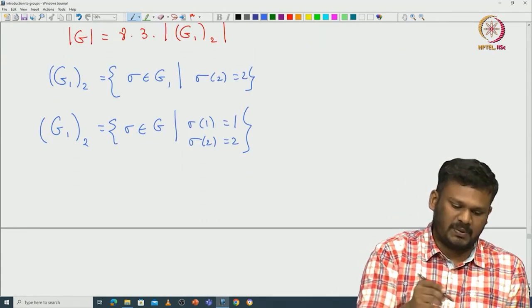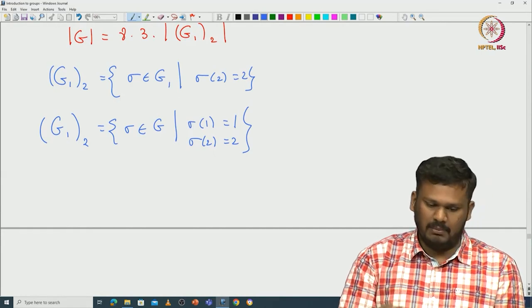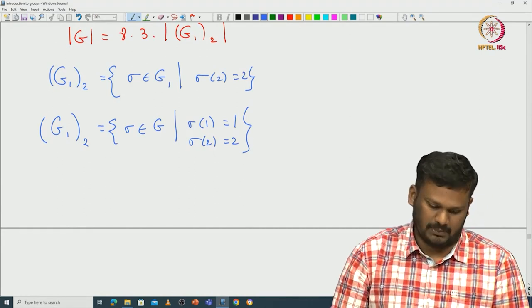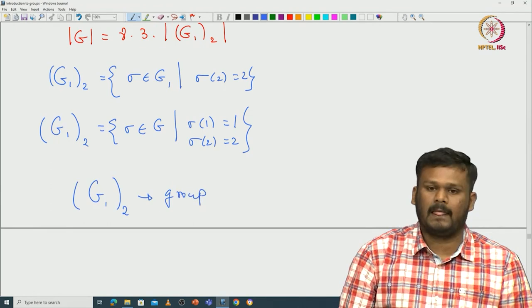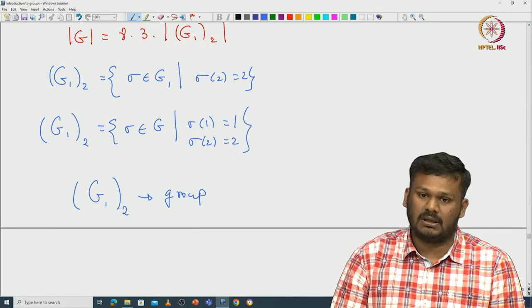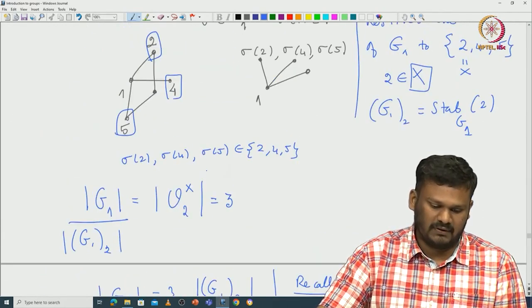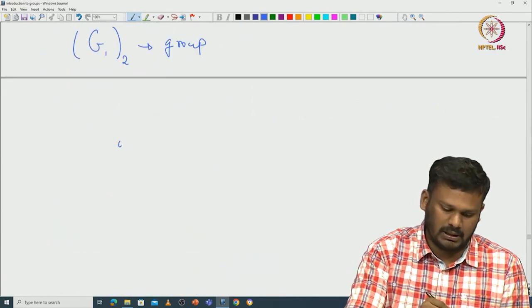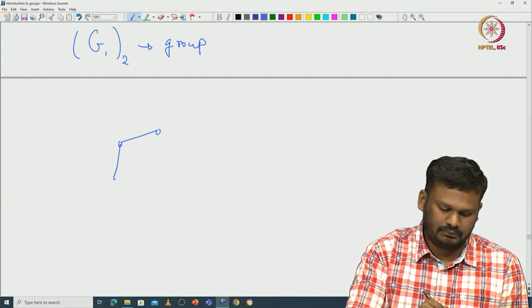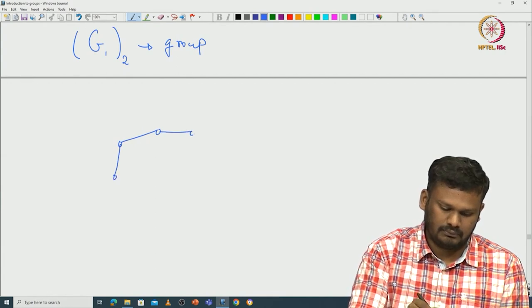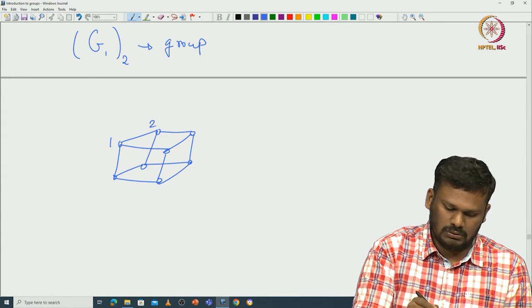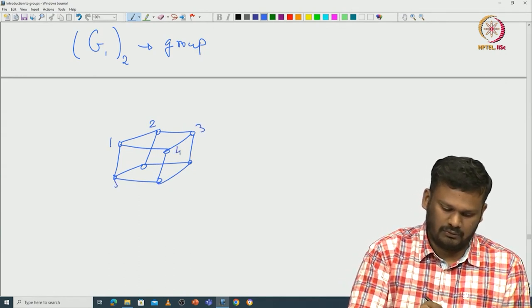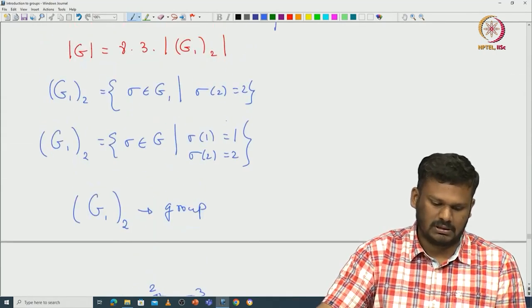Now take this particular group G12 and again make it act on these vertices and see what happens. So, this is a group. Now we can look at the neighbors of 1 and 2 and see what happens. Go back to our diagram. Let me redraw it here. So, this is 1, 2, 3, 4, 5, 6, 7, 8. Let us double check the labeling.